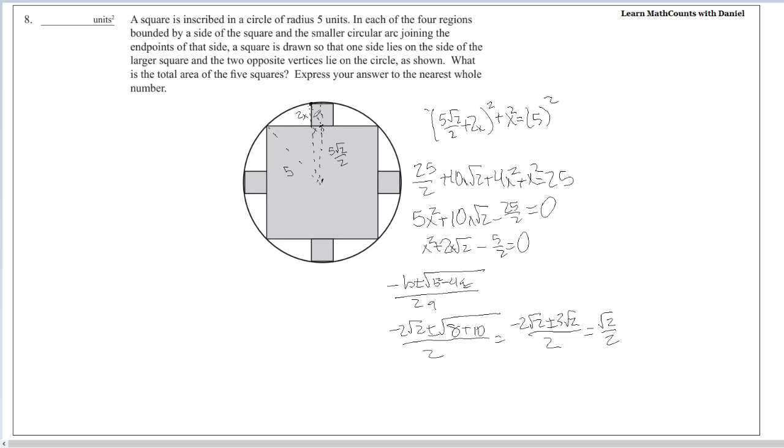Then we notice that x is just half the side length. Our actual side length is root 2. So root 2 squared is the area of each of these small squares. We have 2 times 4, which is 8, the total area of the small squares. And for the big square, each side length is 5 root 2. So the total area is 8 plus (5 root 2) squared, which is 50, giving 58.